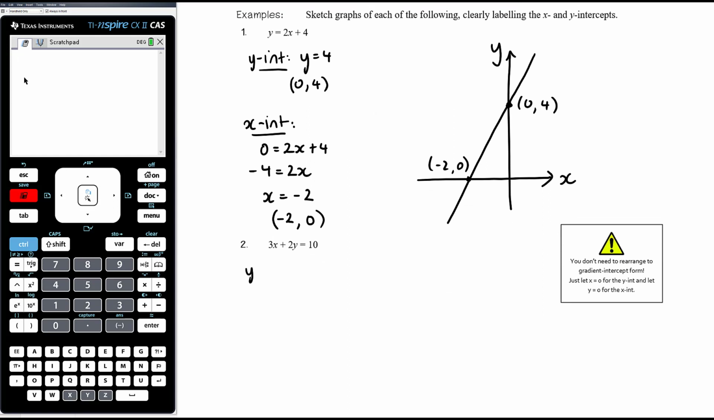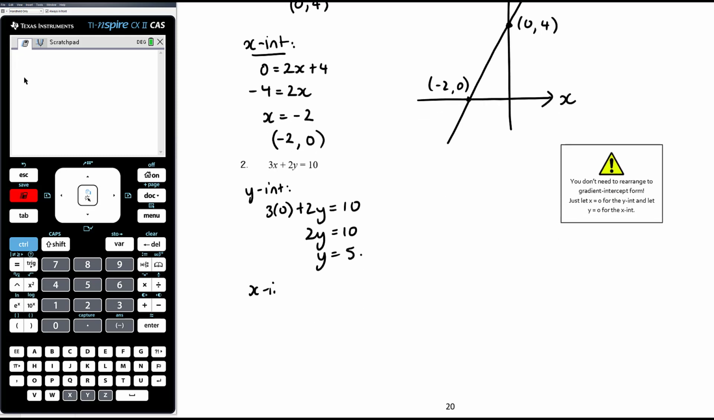Okay, so the y-intercept happens when we let x equal 0. 3 times 0 plus 2y equals 10. I wouldn't even write out that line. I can see when I let x equals 0 that that term's going to disappear and I get the equation 2y equals 10 and therefore y equals 5. Okay.